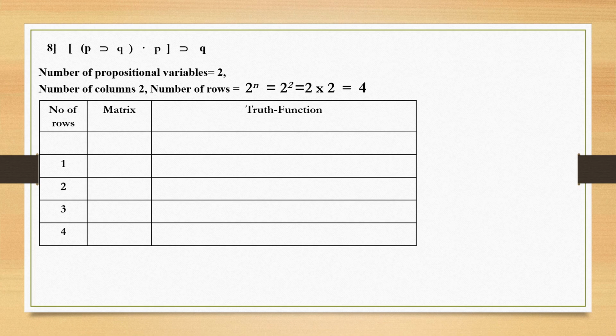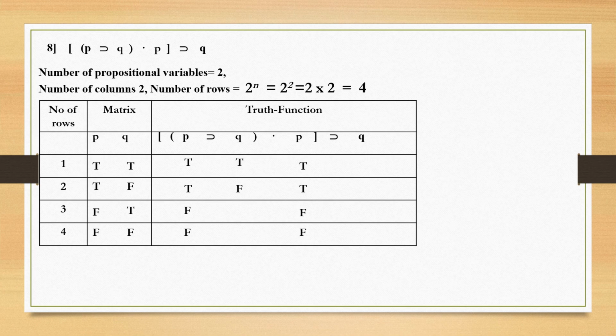Write the combination of propositional variables in the matrix. Write the given expression in the truth function. Now what we will do is assign the truth values to P and Q. P's values will be half of 4, that is 2, so 2 trues and 2 falses. Write vertically from up to down, and Q's value is half of 2, 1 true and 1 false. P's value will be written below P in the truth function.